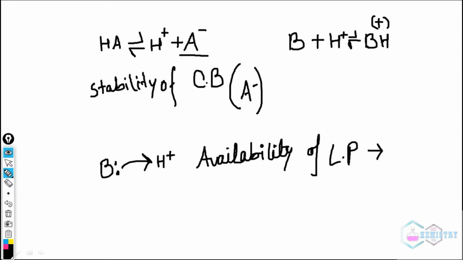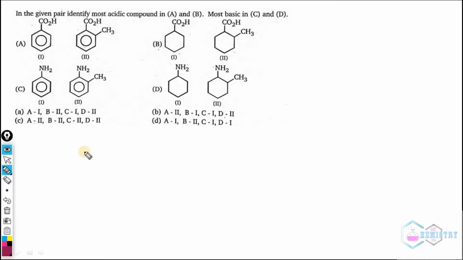So now let's go to the problems. Here is question 1, and what does it say? It says identify the most acidic compound in A and B and the most basic compound in C and D.